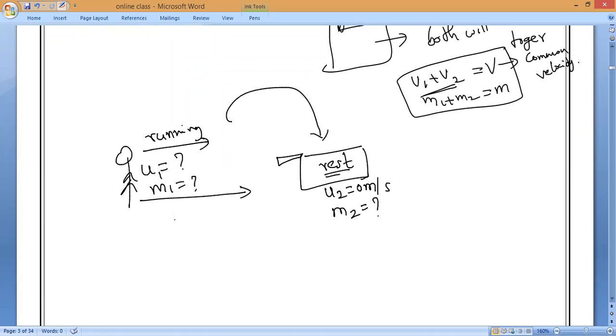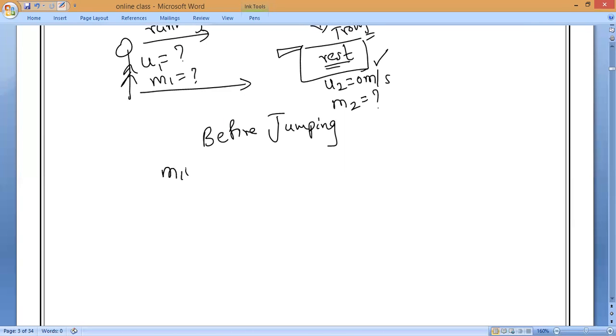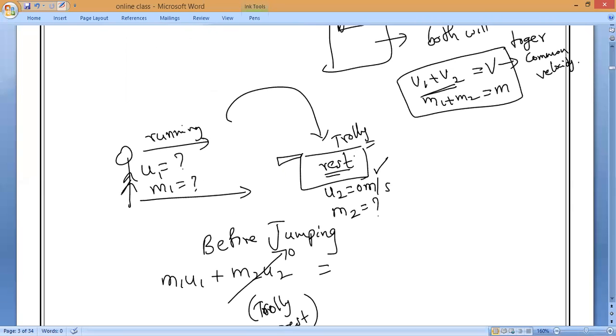Now you tell me, before jumping, what is the momentum? Only the girl has momentum. What is the momentum of the trolley? 0. So before jumping, M1 U1 plus M2 U2, where this second term is 0 because the trolley is in the state of rest. After jumping, the girl is inside the trolley.